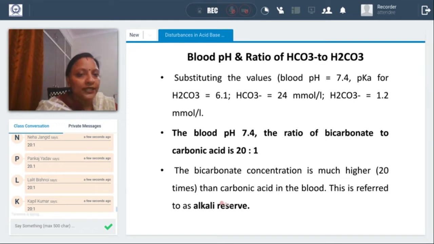This is referred to as alkali reserve. Please remember the definition of alkali reserve. What is an alkali reserve? Is it clear to all of you?